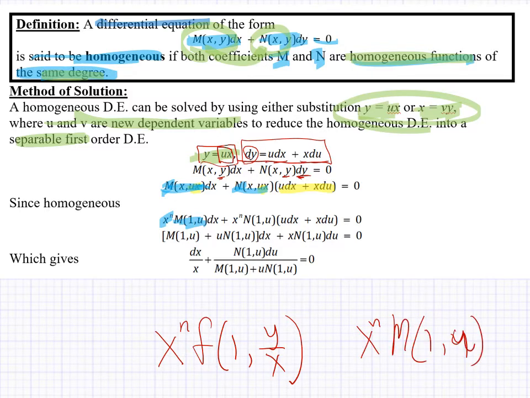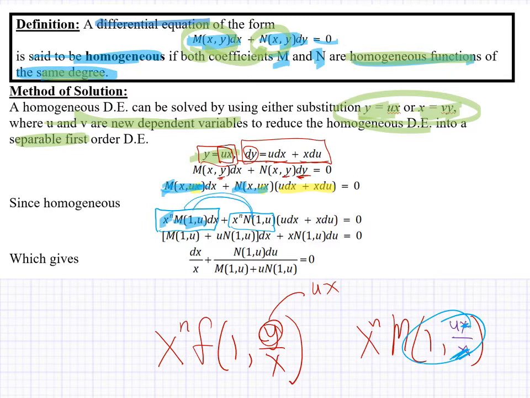Well, remember, y is u times x. So technically what we had here was M of ux, and then we got rid of these two x's, and that's why we have M of 1 comma u. So we pull out an x to the n here, and we're left with M of 1 comma u, and the same thing happens with the N, because remember, they're the same degree. So I pull an x to the n out of each one of these, and I'm left with M of 1 comma u and N of 1 comma u. Okay, now what can I do?